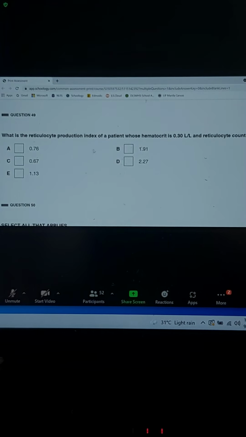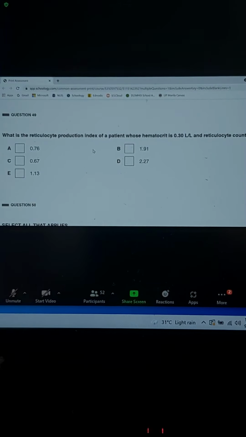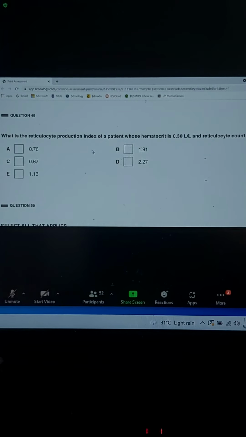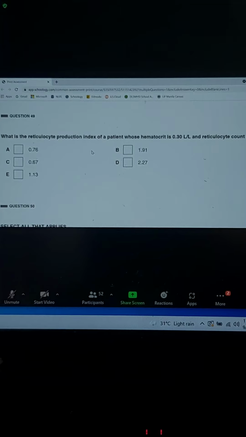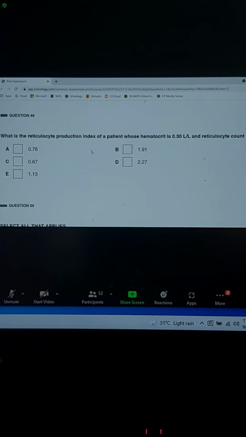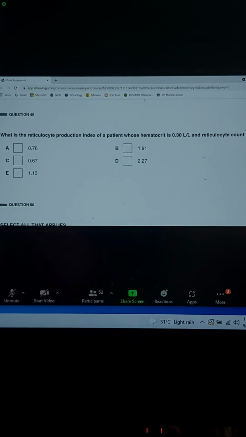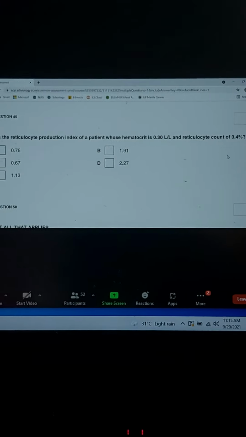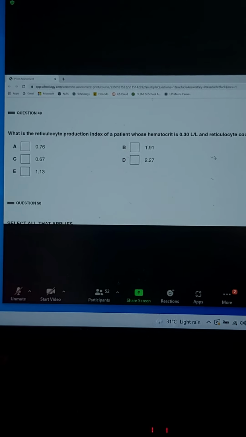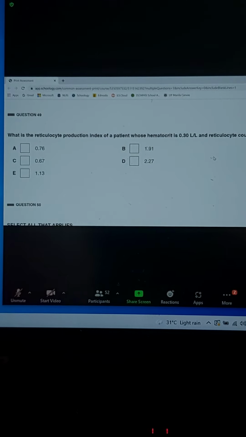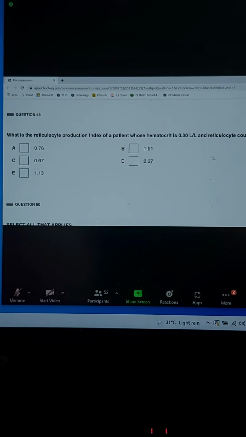Anong sagot natin? So, paano kino-compute ang reticulocyte production index? So, you compute first for the corrected reticulocyte count by CRC divided by the maturation index. Anong maturation index natin for this one? 2, okay. And then, how do you compute for the CRC? Percentage of retics multiplied by patient hematocrit over 45.